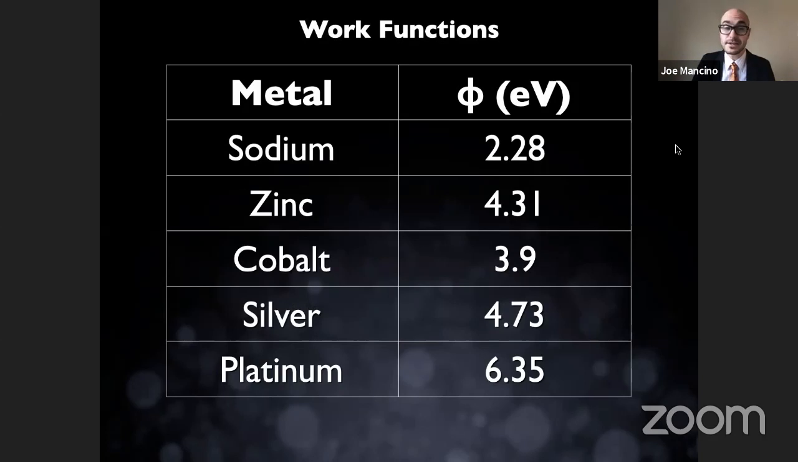No need to memorize these. Just notice that they are on the order of between 1 and 10 for these metals. So those metals have a work function of between 1 and 10. For example, if you wanted to pull an electron off of zinc, it would take 3.9 electron volts of work to yank it off.